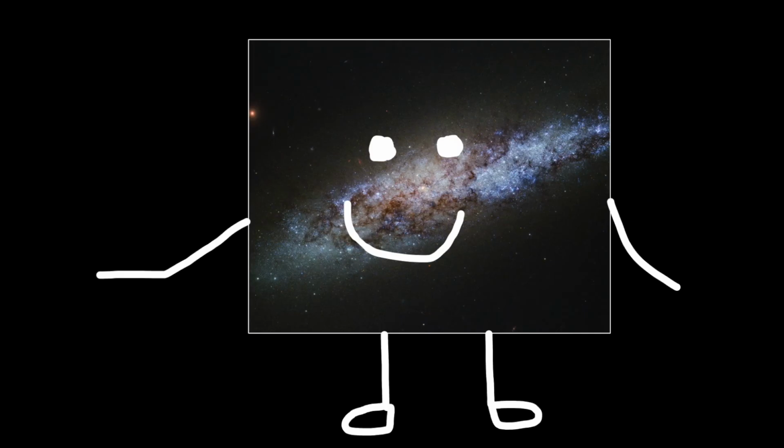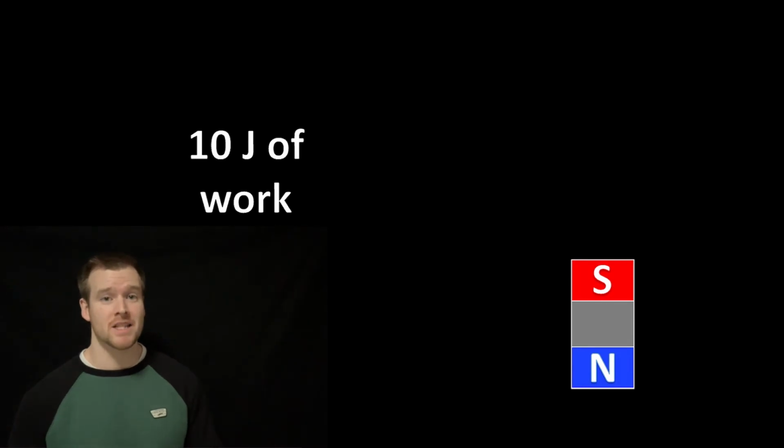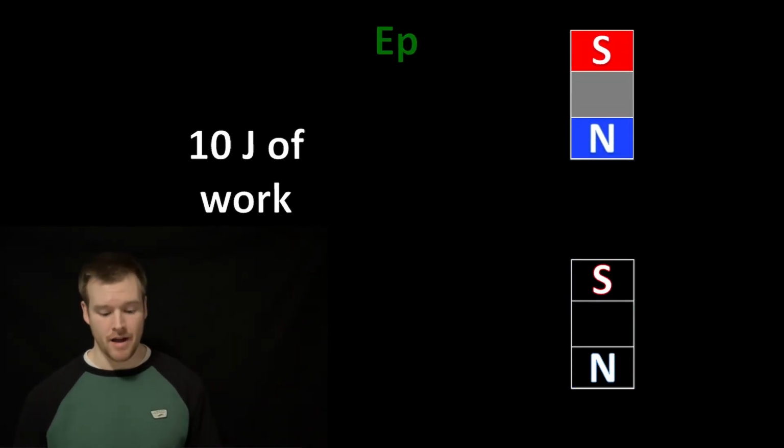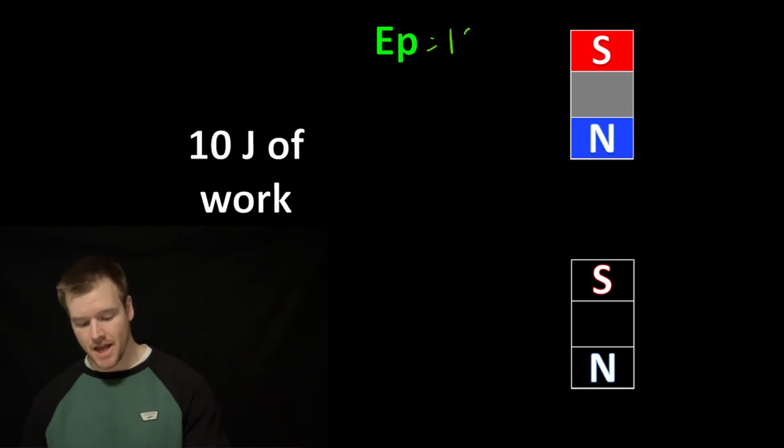Oh, thank you for following my rules. I really appreciate it. The same would apply to lifting a magnet up. Let's say this is a much lighter magnet and you only have to do 10 joules of work to lift this one up. If there's no coil present, we lift it up, we do 10 joules of work, and we should get 10 joules of potential energy at the end.